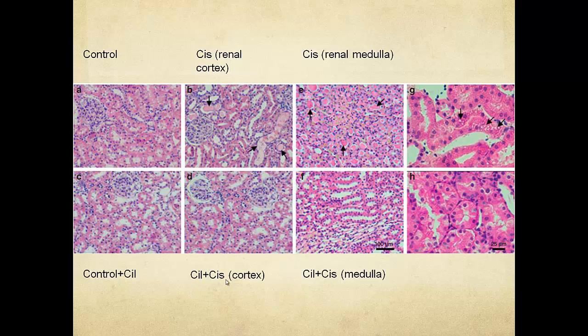And this is the treatment group, cilastatin and cisplatin, renal cortex and renal medulla. You can compare it from here: the nephrotoxic effect of cisplatin is less as compared to cisplatin alone. And this diagram here is in magnification. You can see that there is vacuolization and sloughing of the renal tubule, and as compared to the treatment group, the tubular injury is less significant.